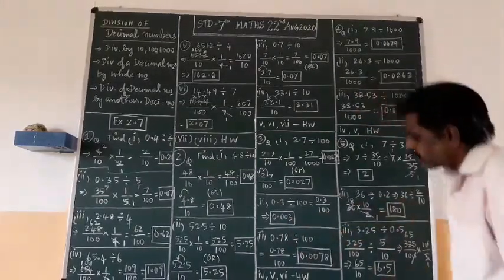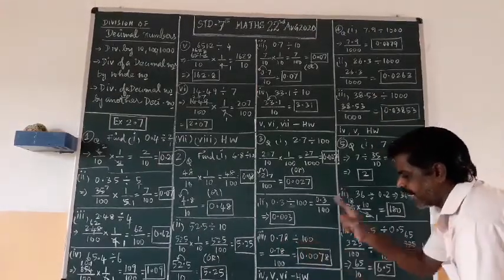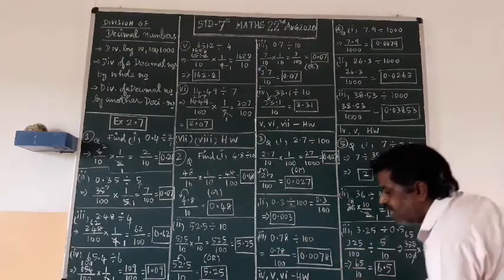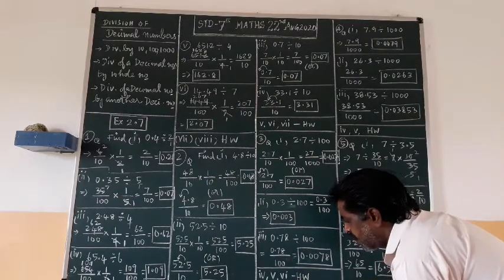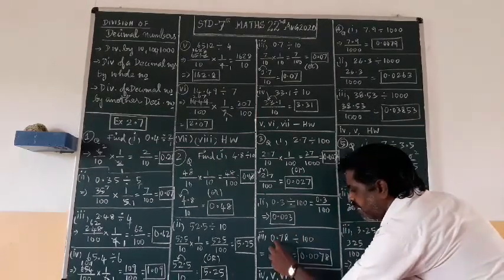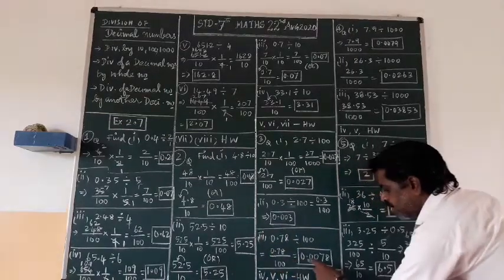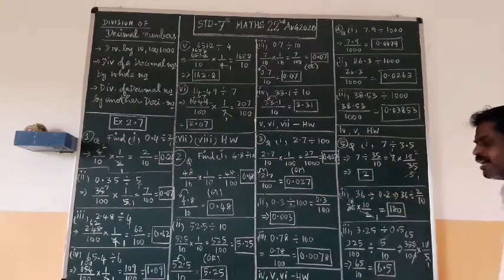Third problem. 0.78 division of 100. Direct method I am doing. 0.78 upon 100 I have written as it is. Now you see already decimal is there. We need 2 zeros are given. So 2 digit we have to move. So 1 digit you move 0. Another digit is not there. Add another 0. So 2 digit. So 0.0078. That is your answer.